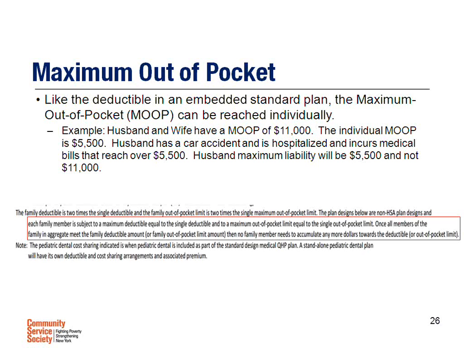So the same logic applies to the maximum out-of-pocket. It can be reached individually. So again, husband and wife have a maximum out-of-pocket of 11,000. The individual maximum out-of-pocket is half of that, which is 5,500. Husband has a car accident and is hospitalized and incurs medical bills that reach over 5,500. Husband's maximum liability will be 5,500 and not 11,000, right? So in that case, because the same person incurred and met the individual maximum out-of-pocket, then they're set. They don't have to meet the 11,000. Again, it's similar to the embedded deductible.